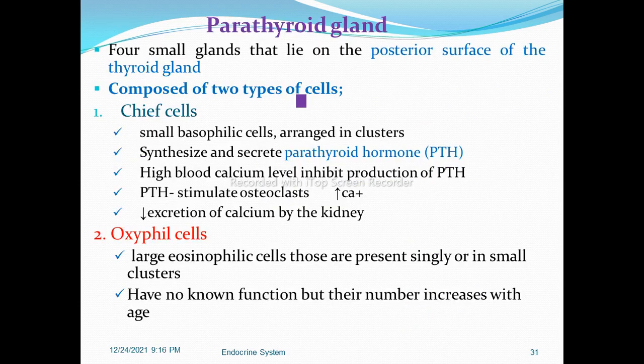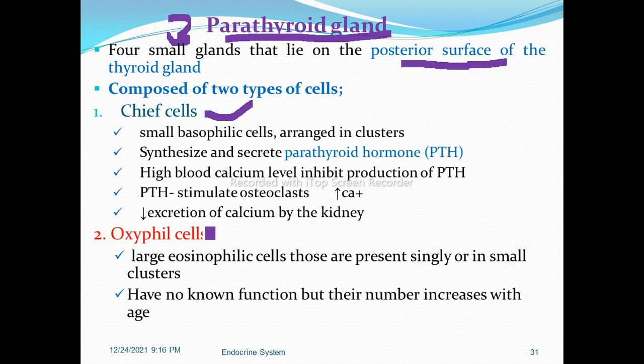The third type of endocrine gland is known as the parathyroid gland. Four small glands lie on the posterior surface of the thyroid gland. The parathyroid gland contains two types of cells. The one is chief cells, the other is oxyphil cells.